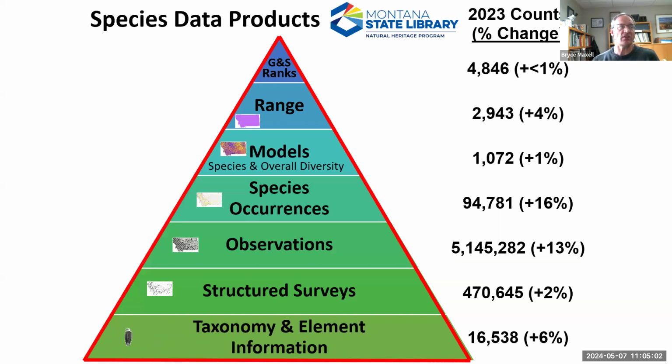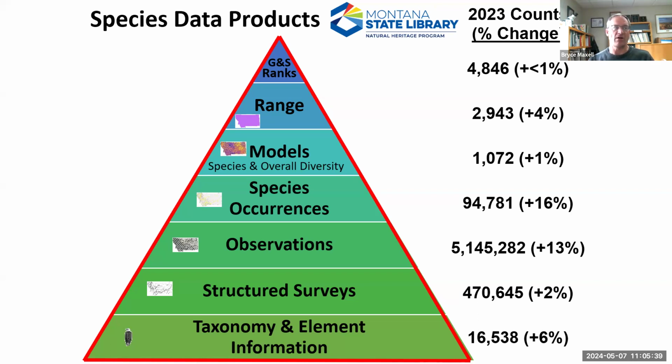In terms of the information that we manage, again, I'm going to show you another pyramid here. At the base of this pyramid is the count of species and habitats that we manage information on. That's 16,538 different species and habitats at this point. Moving up that pyramid, we also manage information on where species or habitats have been surveyed for. We have almost 500,000 of those. Observations of those species, over 5 million.